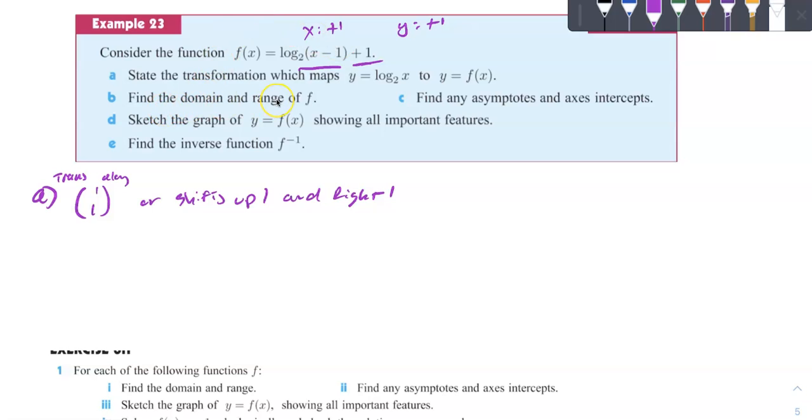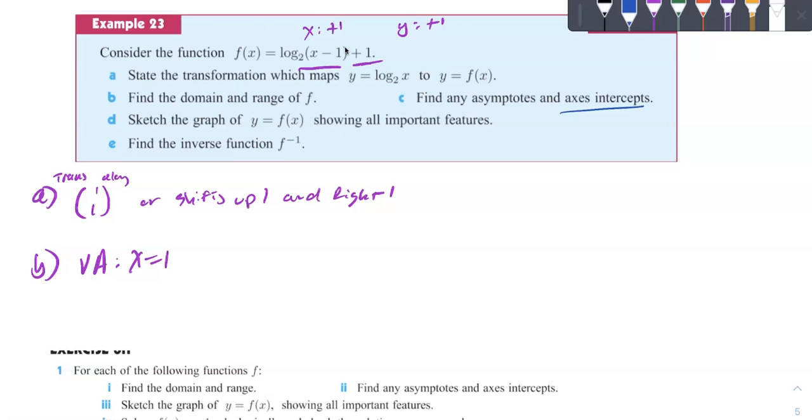Find the domain and range. Well, it helps. I like to graph it before I find the domain and range. I can do the domain and range from here, but I prefer to do it later. Find any asymptotes or intercepts. So when we find the vertical asymptote, inside opposite, right? So it's just right there. So x equals 1.